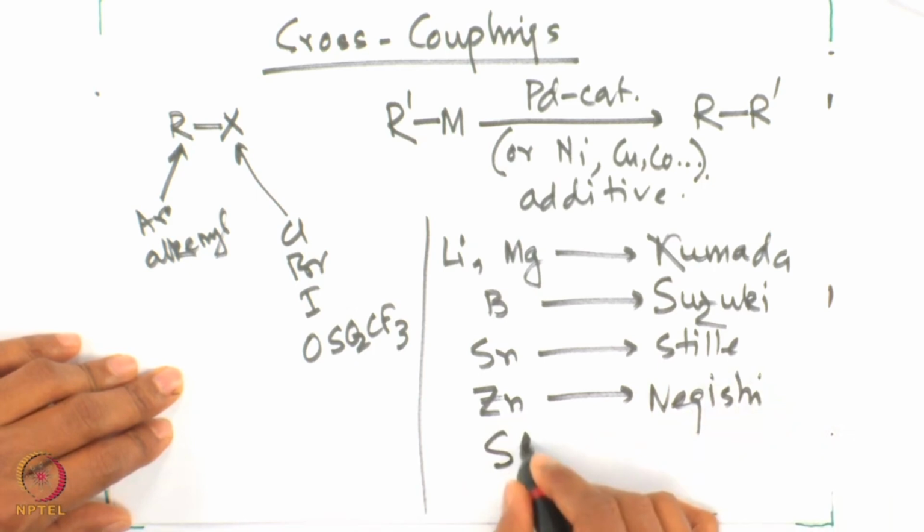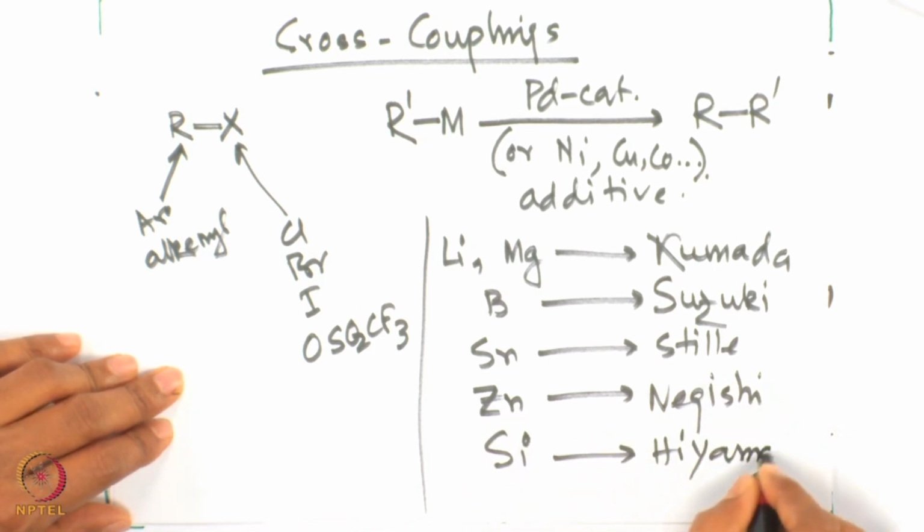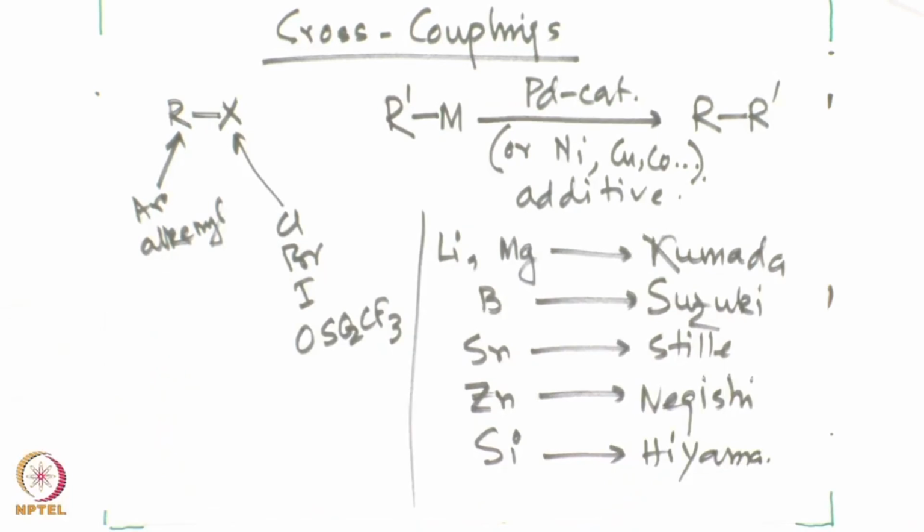And if it is silicon, that is the Hiyama reaction. Overall, then, we have at least 5 different types of reagent or starting material that are used, for example, in palladium catalyzed carbon-carbon bond formation. Now, overall there is a synergy, some sort of harmony among all these 5 different types of reaction.